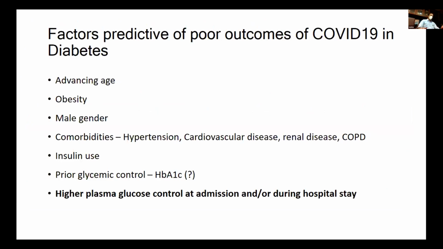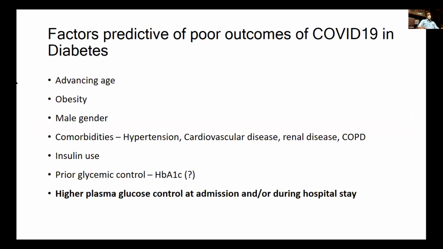What are the factors which actually put these patients at risk for a severe outcome? If we understand the factors, then maybe we can target them. These may be modifiable or non-modifiable factors. The non-modifiable factors are higher age, obesity, or male gender. They are at high risk for a poorer outcome, including death.